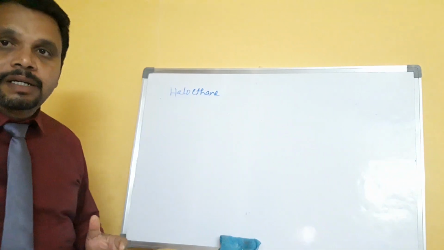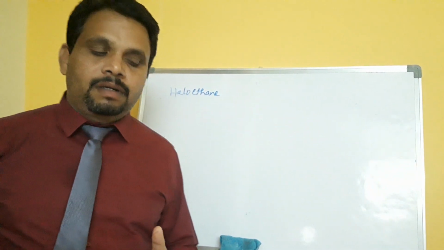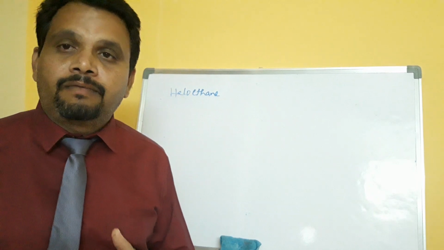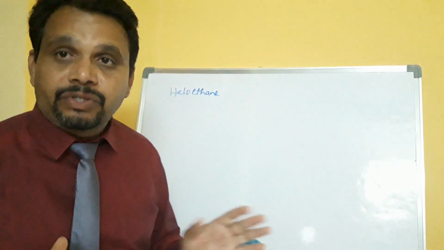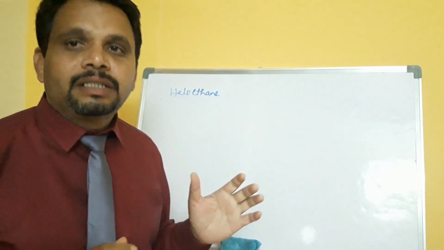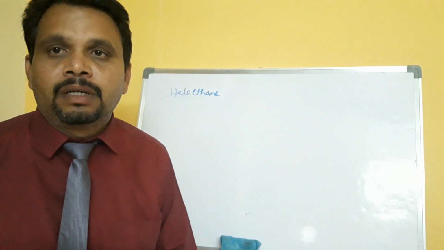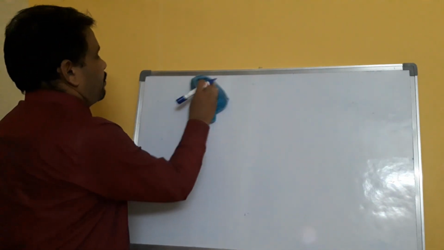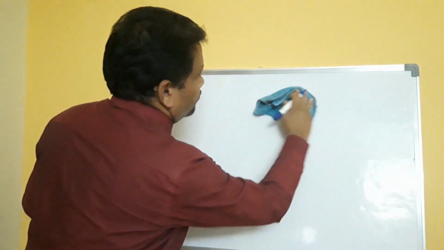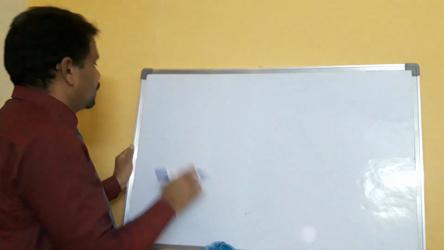So you can take fluorine, chlorine, bromine, iodine in place of X. If you substitute them, you will get all the conformers. Okay, so next, I'll explain.